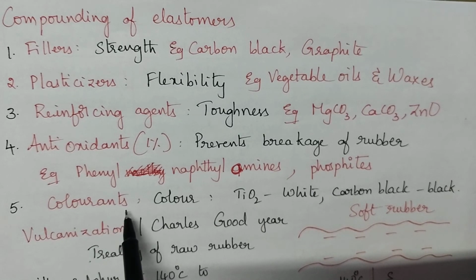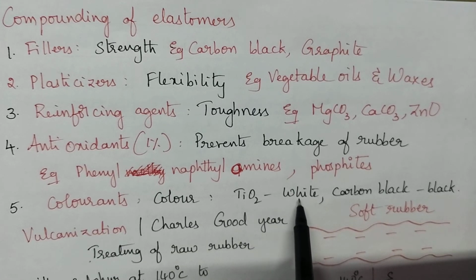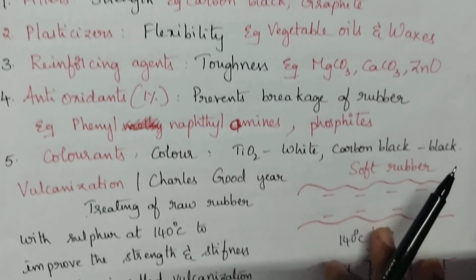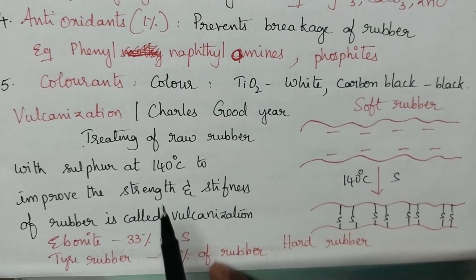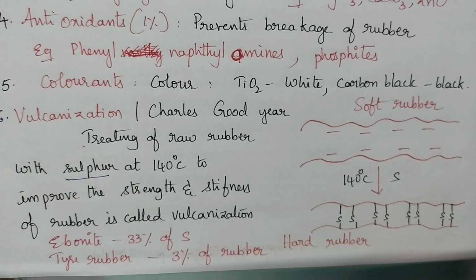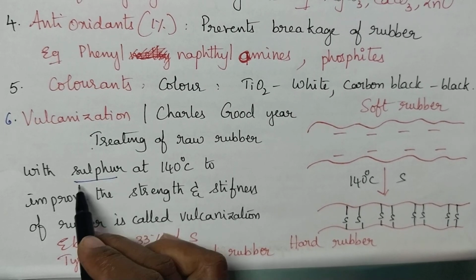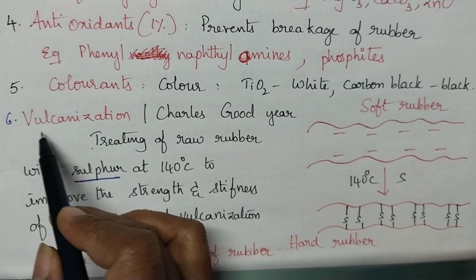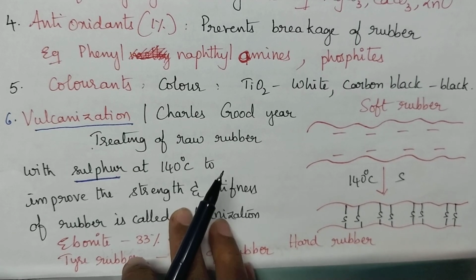Coming to the colorants, they impart pleasing colors to the rubber. Titanium oxide gives white color, whereas carbon black imparts black color. And in addition to these chemicals, there is one important chemical, that is sulfur, which imparts strength and stiffness to the raw rubber. Among all these chemicals, sulfur is very important during the compounding of elastomers, and the process of including sulfur in the raw rubber is called vulcanization.